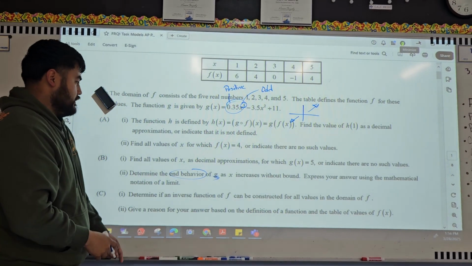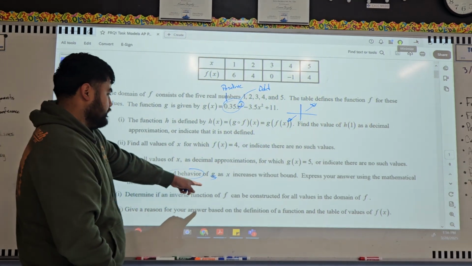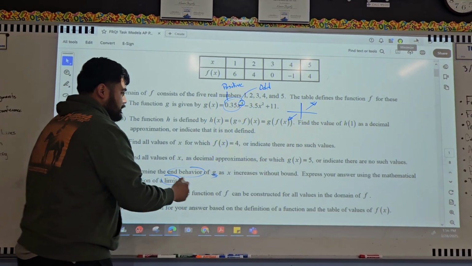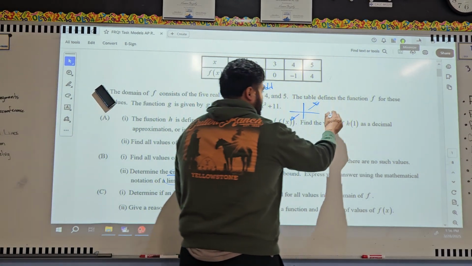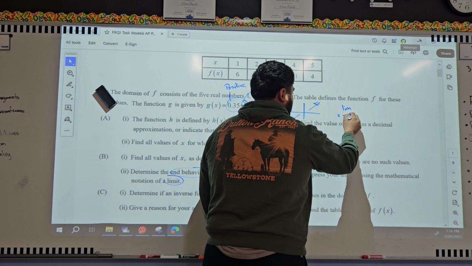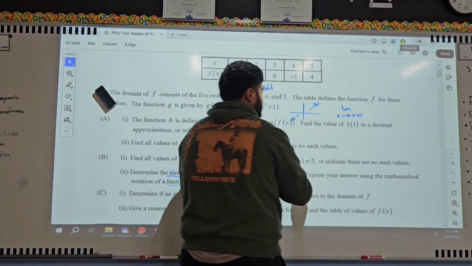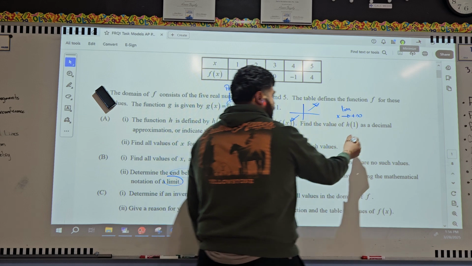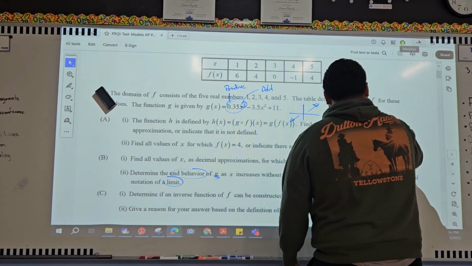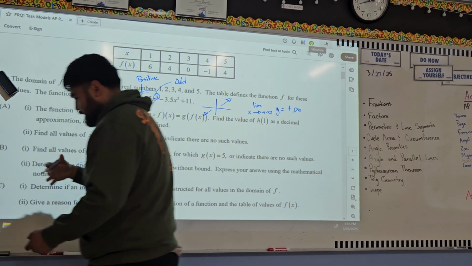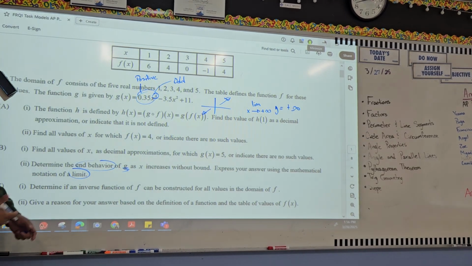So what's happening here? If I continue reading, determine the end behavior of the limit. So limit notation is this: limit as x approaches positive infinity. So what happens when x goes to the right? What's happening to my y? Well, my y equals positive infinity. But if you write it like that, there's an issue.